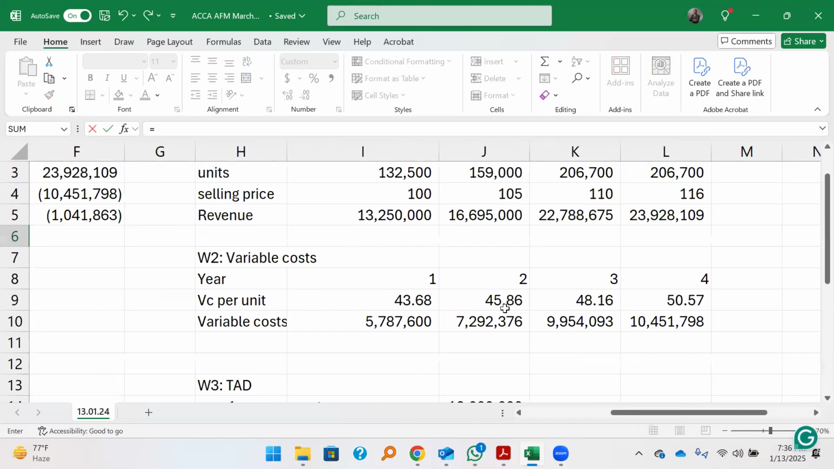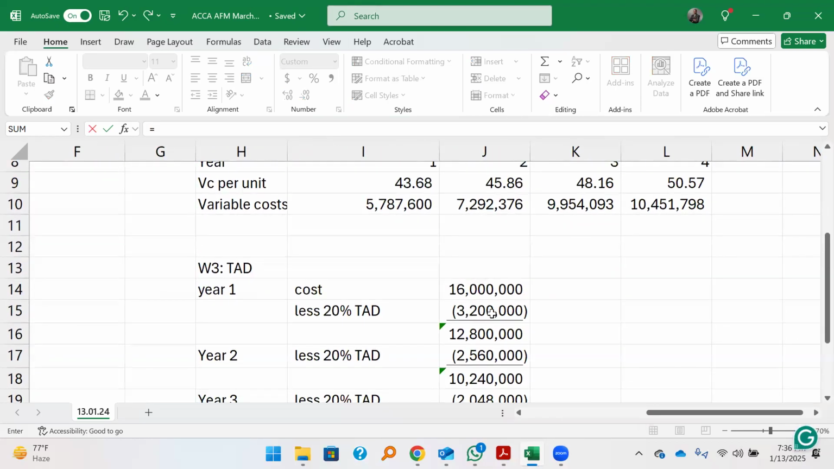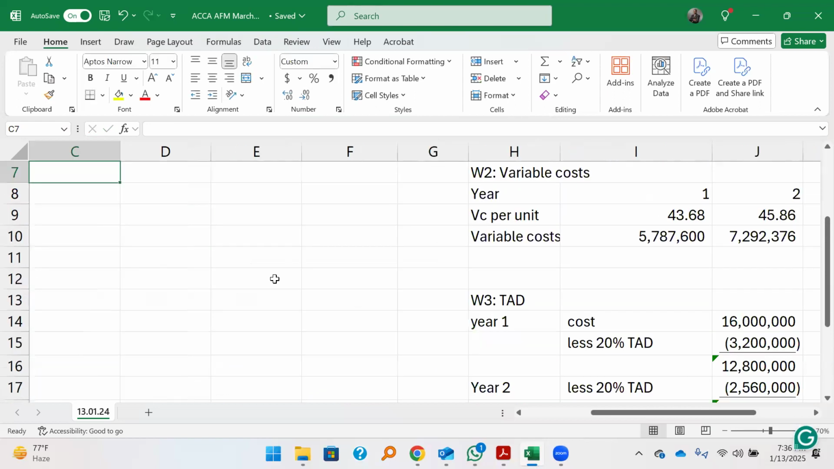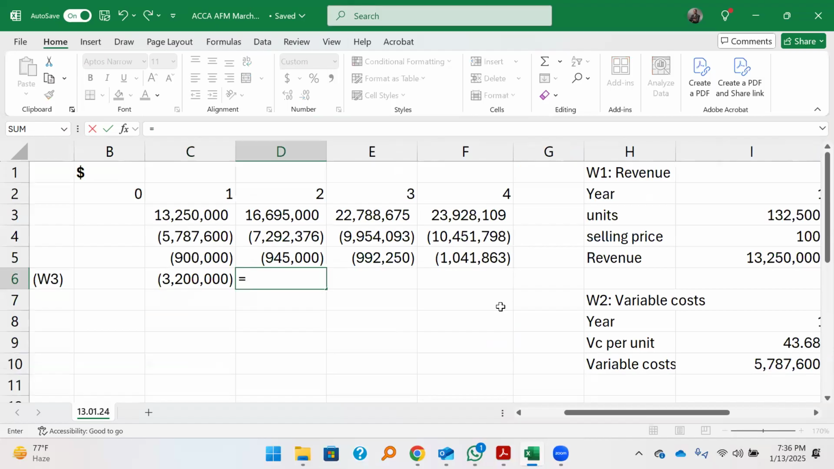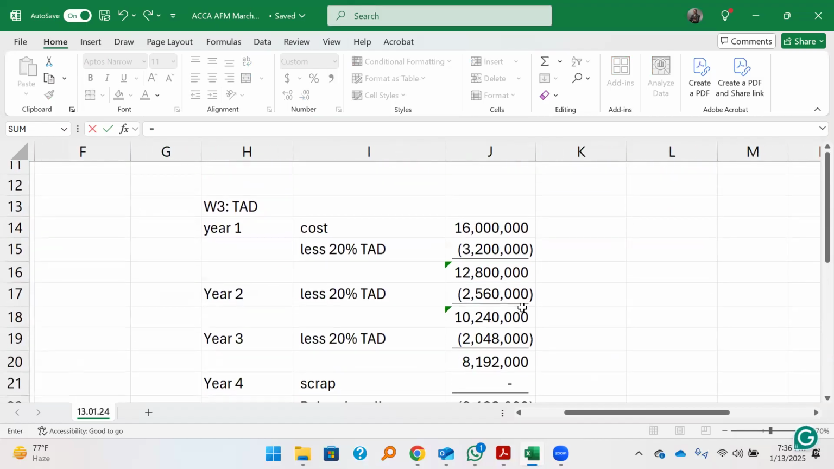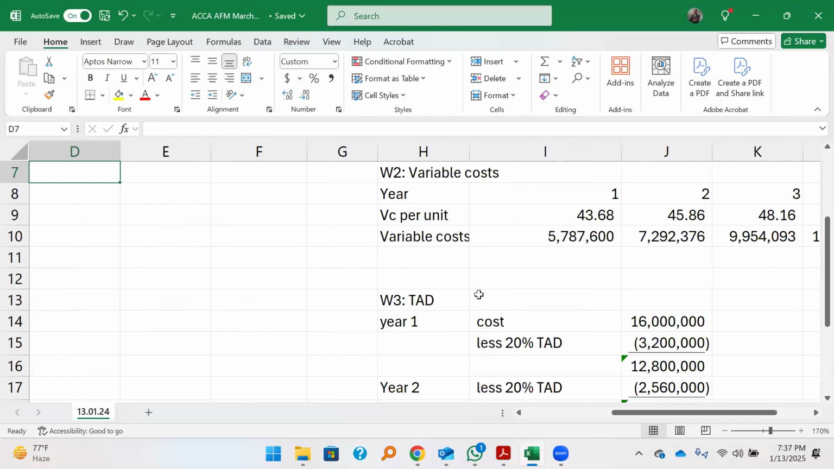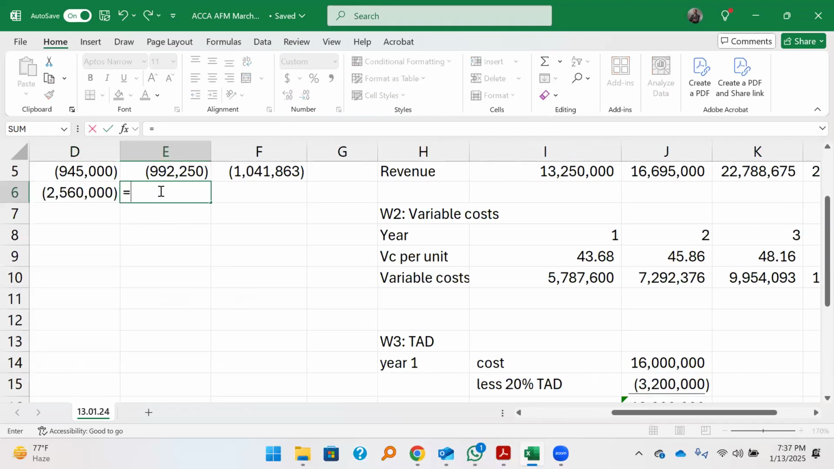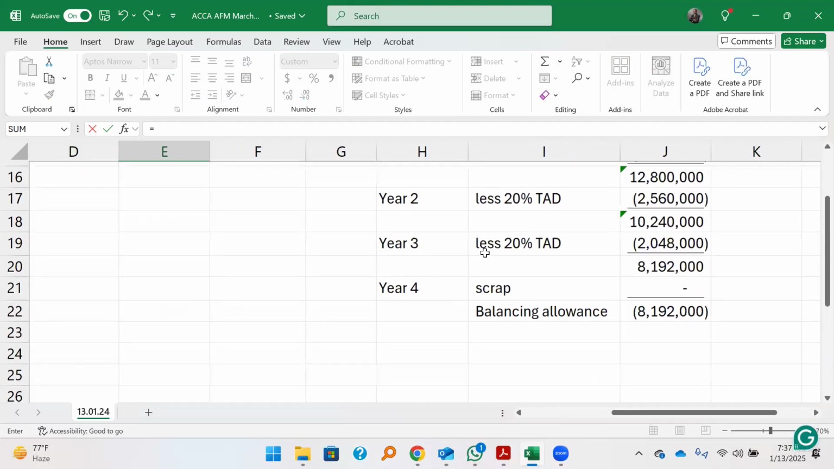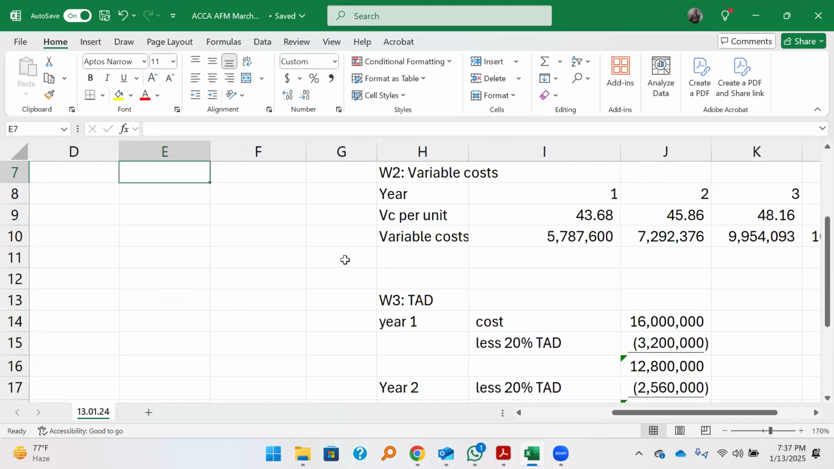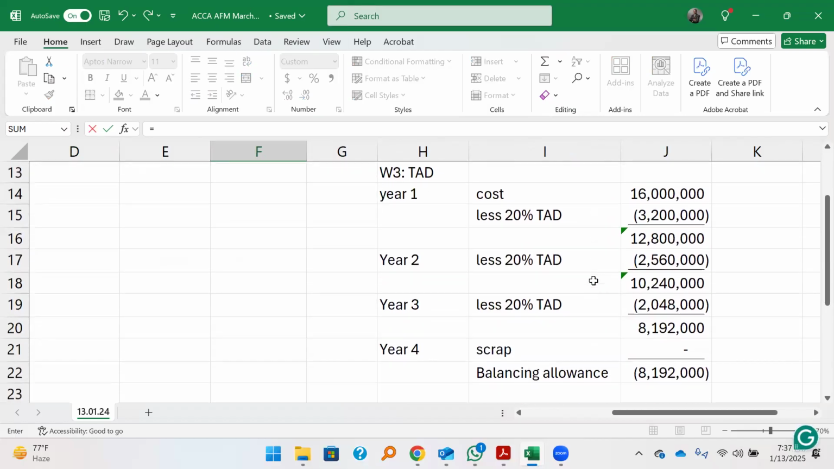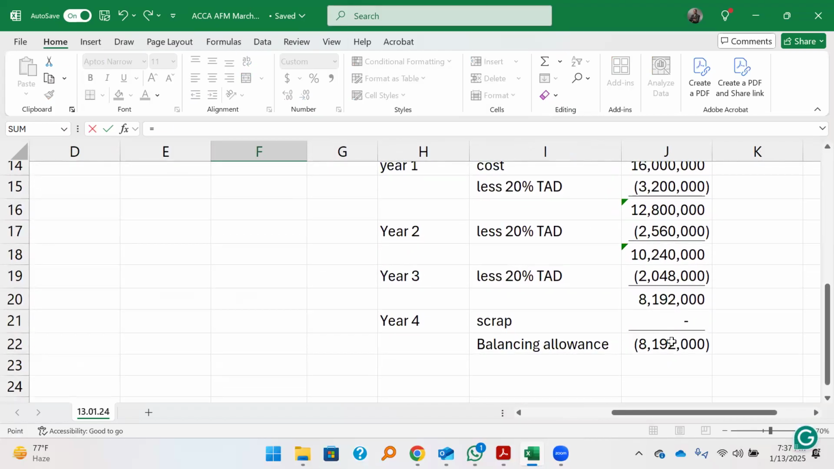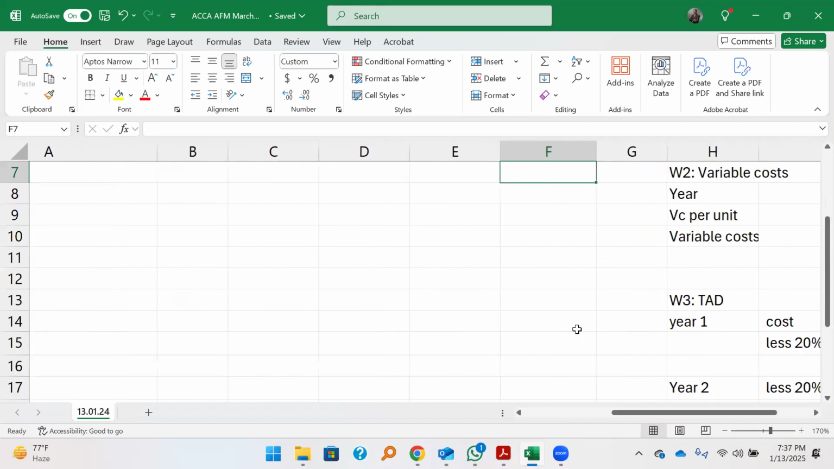So that's what you are going to bring here as the depreciation. So in year one, 3.2. In year two, 2.5. Year three, 2.048. And finally in year four, 8.192.